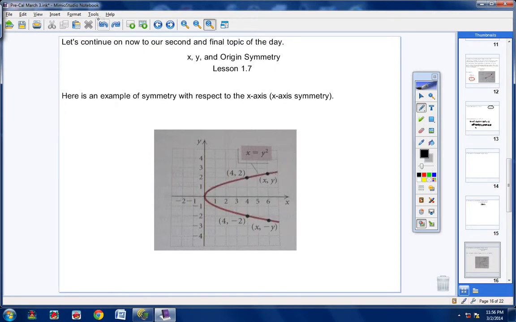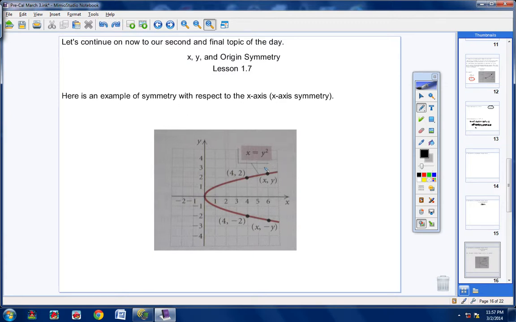By the way, this would not be x-axis symmetry if it was like, here's the x-axis right here, and the parabola was like this, and then way down here like this. No, that would not be x-axis symmetry. It has to be a mirror reflection right around the x-axis perfectly, okay?